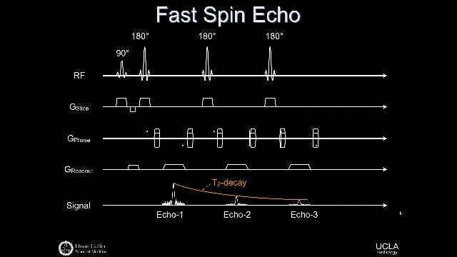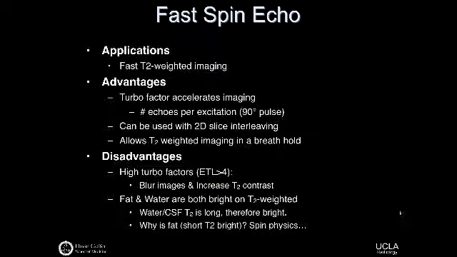And so they don't really contribute very much to the formation of your image, even though you've supposedly acquired them. So what are the applications here? Well, the biggest application is for fast T2-weighted imaging. We can acquire a few echoes very quickly and still have a long TR. There's still time for that long TR.